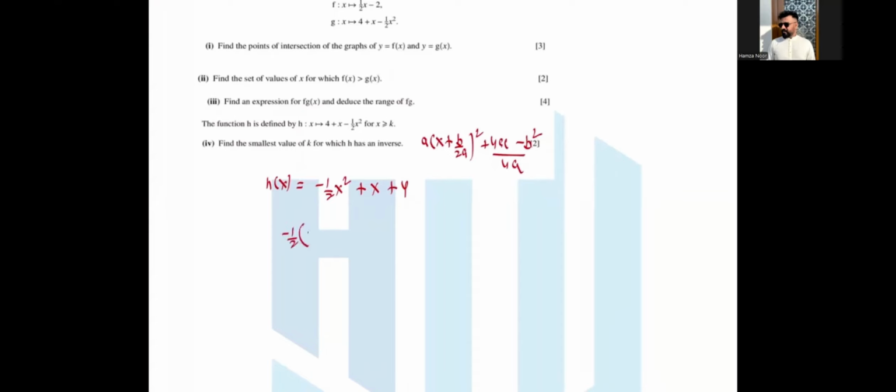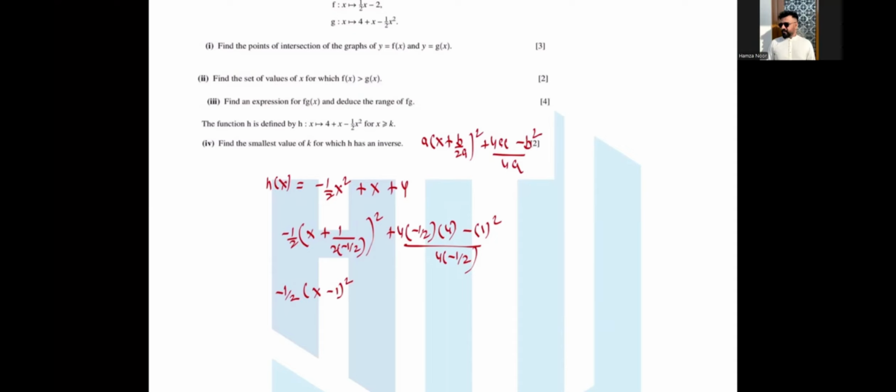So minus half is multiplied by (x plus 1 upon 2 times minus half) whole squared, and then plus (4 times minus half times 4, minus 1 squared), completely divided by 4 times minus half. So minus half multiplied by what is inside the bracket: 1 divided by 2 times minus half. This will give us minus 1. So inside the bracket it is x minus 1, whole squared, and now I'm going to evaluate the value of 4ac minus b squared over 4a. So 4 times minus half times 4 minus 1 squared, and then completely divided by 4 times minus half.